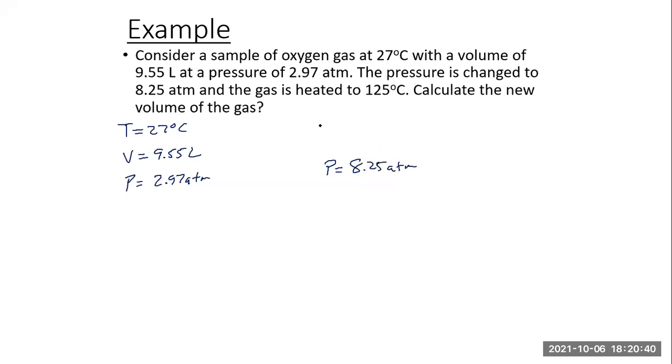I also changed the temperature to 125 degrees Celsius, and I am looking for a volume. So again, if you look at this, you could really see the combined gas law staring back at you: P1 V1 over T1 equals P2 V2 over T2. It really doesn't matter which ones you call ones and twos, as long as you keep the information together. Since these came first in the problem, we'll call these ones and these twos.